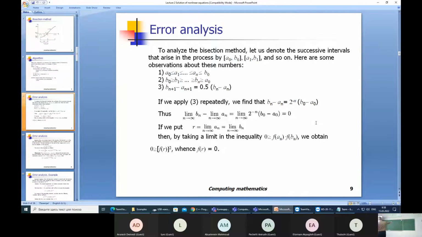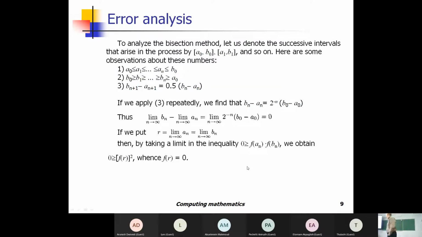And according to these properties, I can say that A0 is smaller than A1, smaller than A2, and so on. Any value of A will be smaller than B0, and any value of B is greater than A0. And the main point is property number 3. Let me show it in full screen. The main property is property number 3.